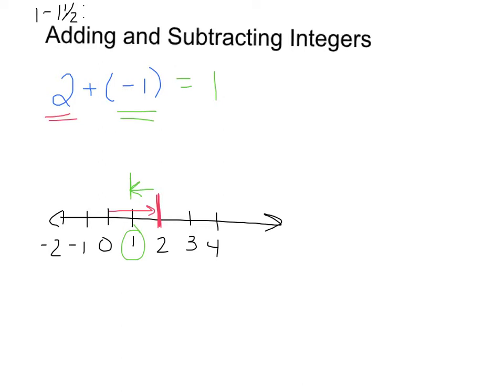Another way of thinking about this is positive and negative chips. So if I have 2 positives, I'm going to say the 2 positives are green, and to that I'm going to add 1 negative, which I'm going to do in red. Basically 1 positive and 1 negative, as we learned last night, cancel each other out. So what am I left with? I'm left with 1 positive.